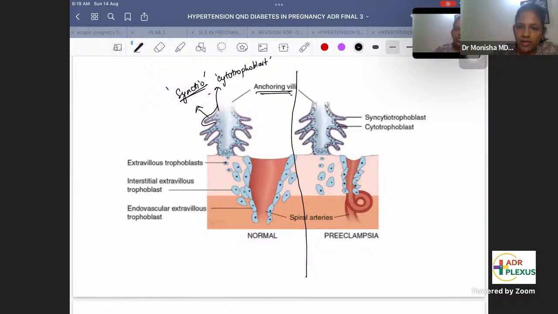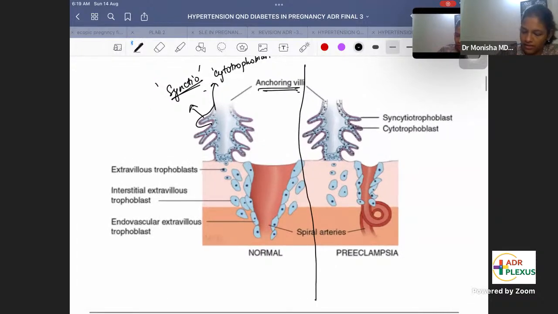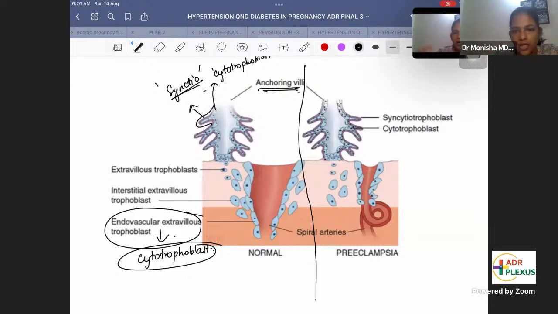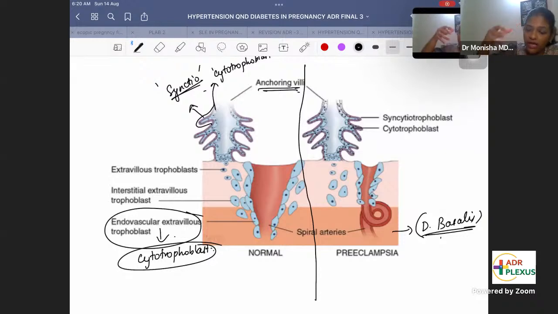So we have the syncytial trophoblast and the cytotrophoblast. This is the normal placenta. So what is going to invade? The invading thing is called the extravillous trophoblast. That is nothing but the cytotrophoblast. This is going to invade the spiral arterioles. Spiral arterioles are the ones which supply the decidua basalis, that is a layer of the uterus on which the placenta is sitting. So this cytotrophoblast will start invading the decidua basalis, that is, invading the spiral arteriole that is supplying the decidua basalis.